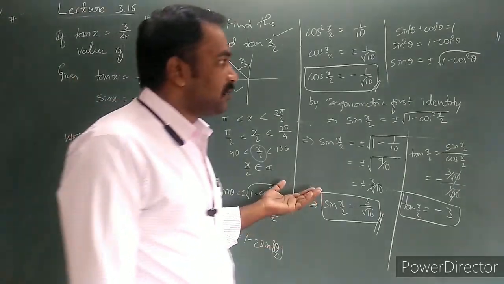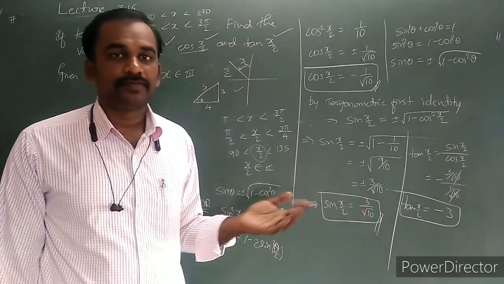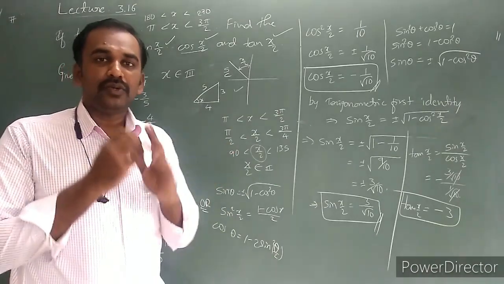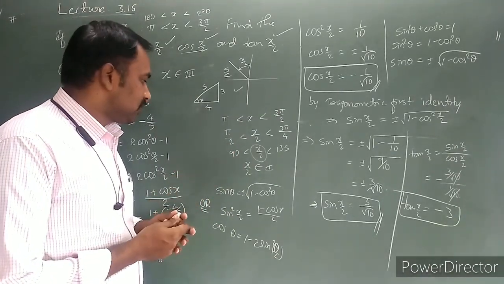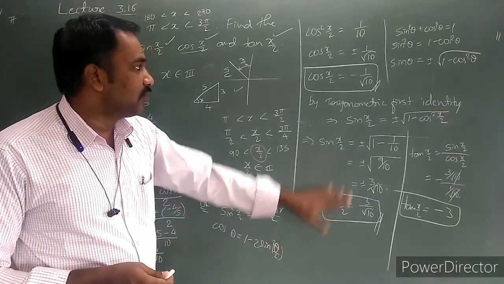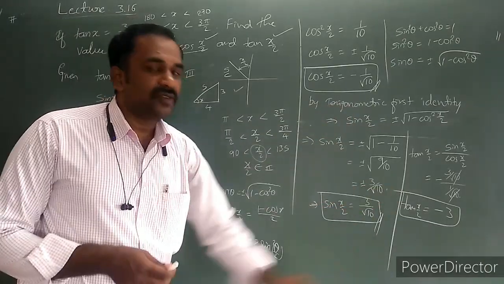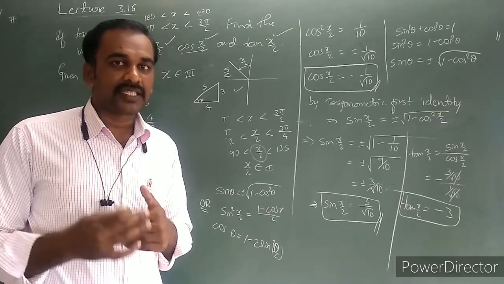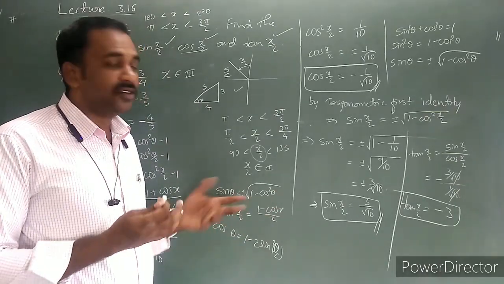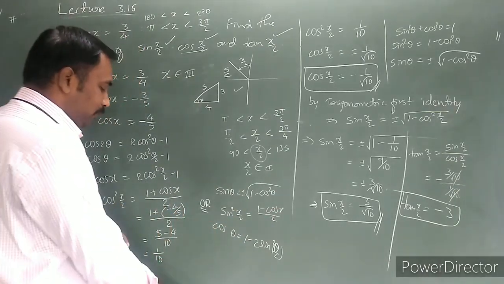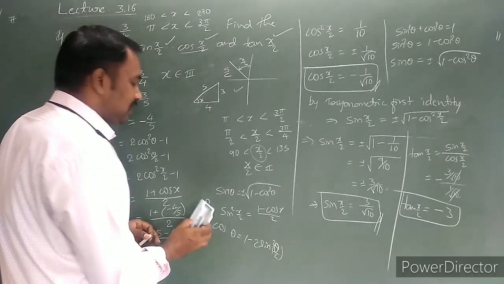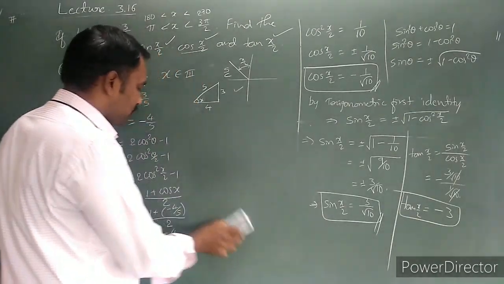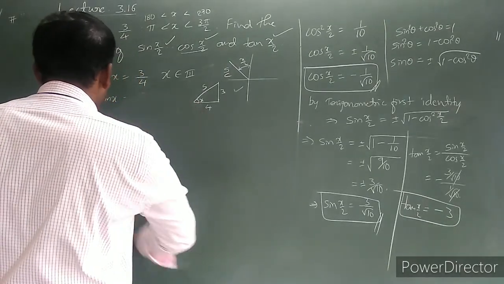Now let's come to the next problem. Yes, before going to the next problem, suppose I need to cross verify my answer, whether the cos x by 2, sin x by 2, tan x by 2 values we got are the exact answer or wrong. How to verify? For verifying that answer, there is a particular condition, or else we can easily cross verify.